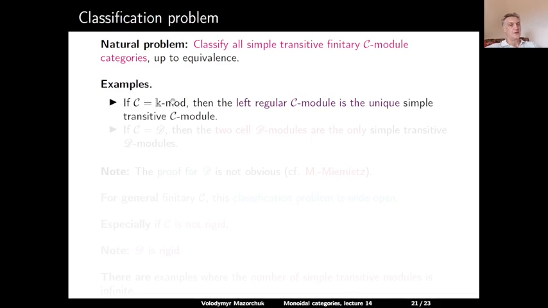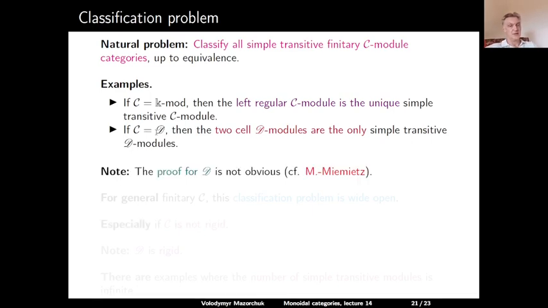So for the category of K vector spaces, the left regular C module is the unique simple transitive C module. For the category of projective bimodules over the dual numbers, the two cell modules which we constructed during the lecture are the only simple transitive modules. And the proof in this case is really not very obvious. It can be found in one of my papers with Vanessa Miemietz.